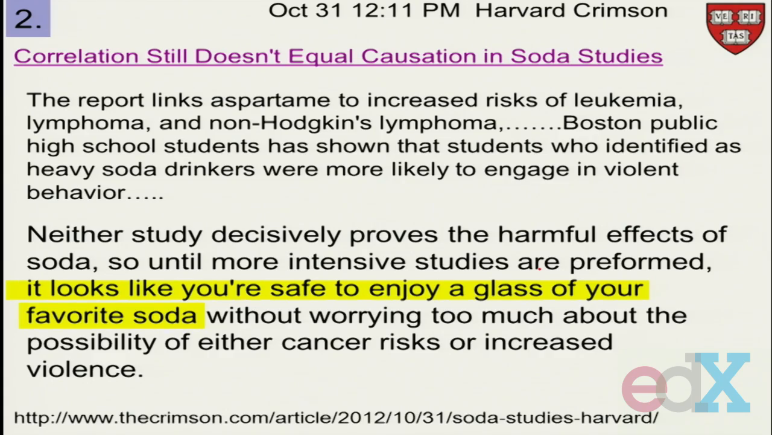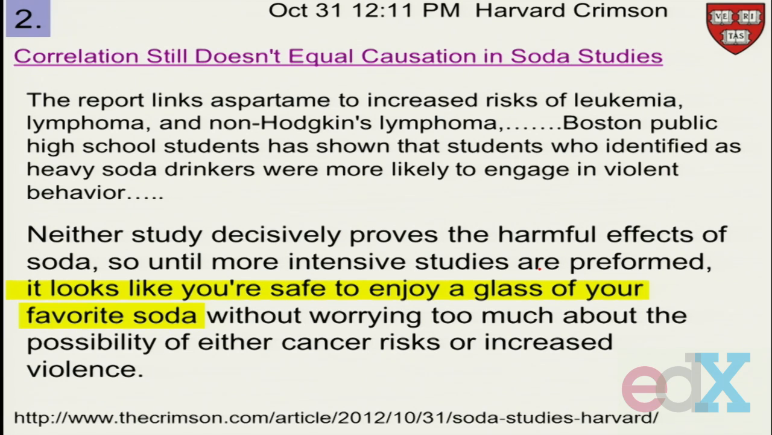Here, unfortunately, I just read this. This was actually brought to my attention in the Harvard Crimson. So this is a young undergraduate reporter who points out precisely this. She says, correlation still doesn't equal causation in soda studies. What she was referring to was two studies that had come out from the Harvard School of Public Health.